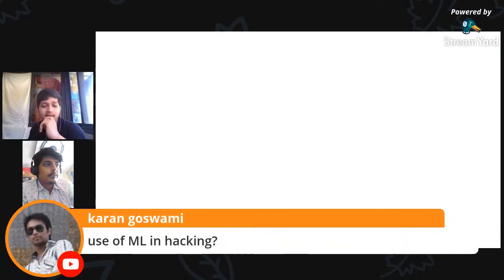Use of ML in hacking. Yes, machine learning has been used for hacking, though in most cases for preventing hacking. If you log into your Google account, it deploys a machine learning algorithm which checks the background, checks the location, and checks if you could travel to that location within that amount of time from your last login, and then it might or might not allow you. That is prominent, and there have also been applications of using ML to hack systems, because you can replicate things, but mostly we use it for preventing hacking.